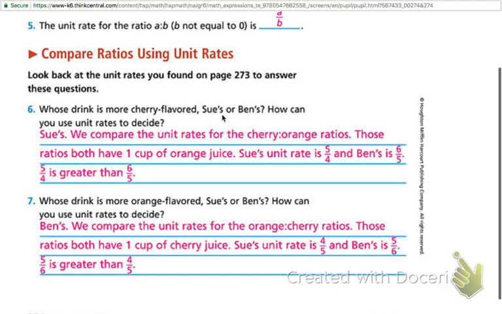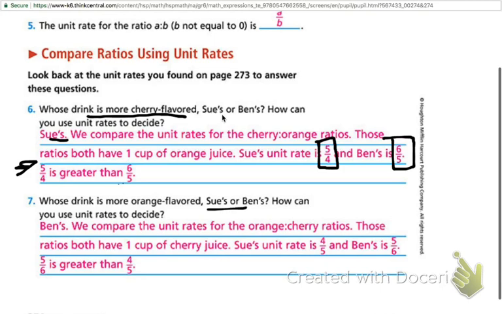We can also compare these a little bit less elaborately than we did yesterday with the graphs. We can say whose drink is more cherry flavored, Sue's or Ben's. We can say Sue, because we already know what the unit rate is. Sue's unit rate is 5 to 4, and Ben's is 6 to 5. 5/4 is greater than 6/5. We don't even have to do common denominators or anything, because, as Cooper told us, 5 is more than 4. So this would be 1 1/4, and this would be 1 1/5.